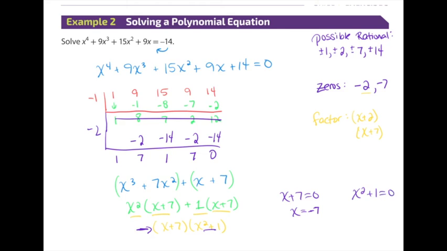Yeah, it's going to be positive or negative i, right? Because we're taking the square root. Subtract 1. x squared equals negative 1. Take the square root of negative 1. When variables are involved, it's positive or negative i.